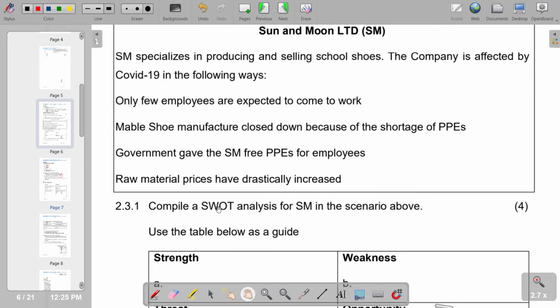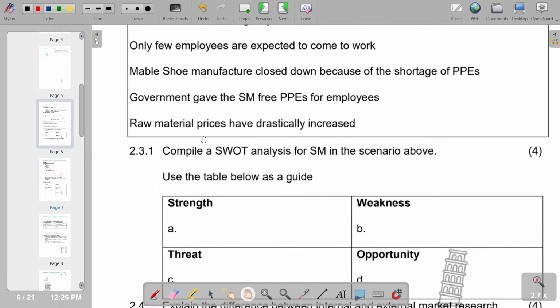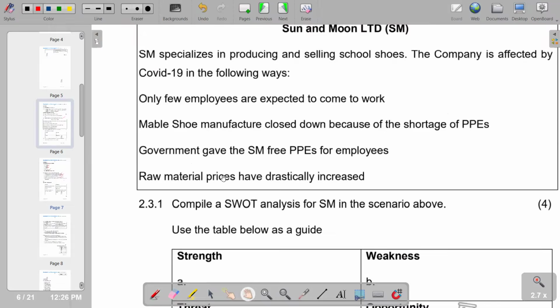Then the first question is: compile a SWOT analysis for SM in the scenario above. Use the table below as a guide. So we have the table whereby we have to identify the strengths, threats, weaknesses, and opportunities. We can start with the strength according to what we have. This is our strength, whereby it reads: our government gave SM free PPEs for employees. So it means they have PPEs, which gives them strength.